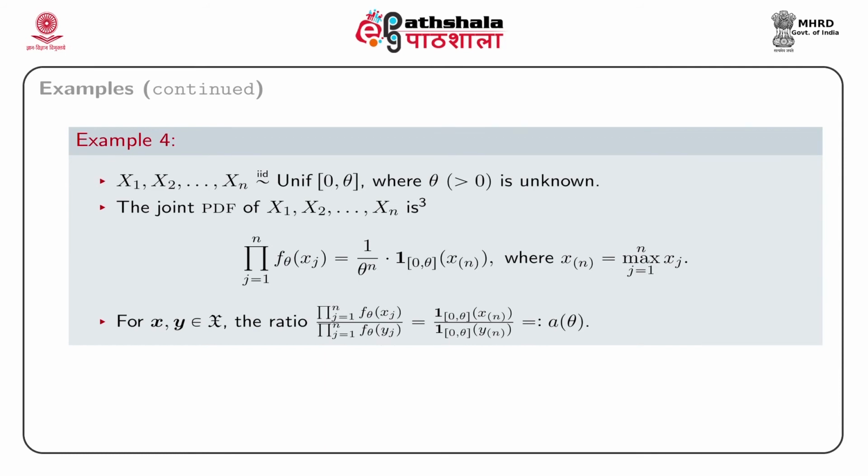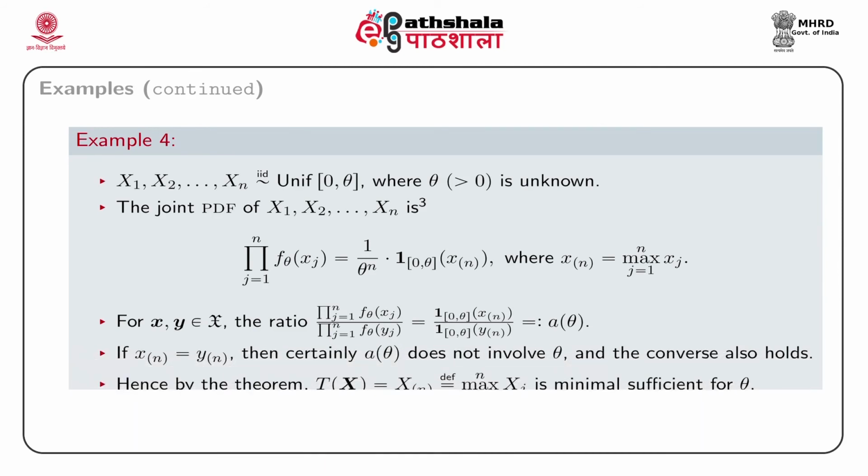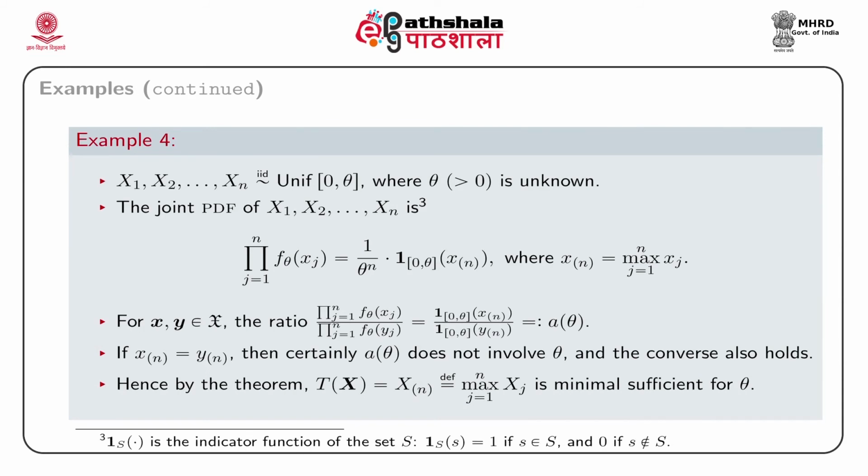Now the question is this: does the term a(theta) become free from theta if and only if x_(n) equals y_(n)? If we assume that x_(n) equals y_(n), then certainly a(theta) does not involve theta. It remains to show that when a(theta) does not involve theta, then we must have x_(n) equals y_(n). Let us assume that x_(n) not equals y_(n). Then we have to show that a(theta) must depend on the value of theta.